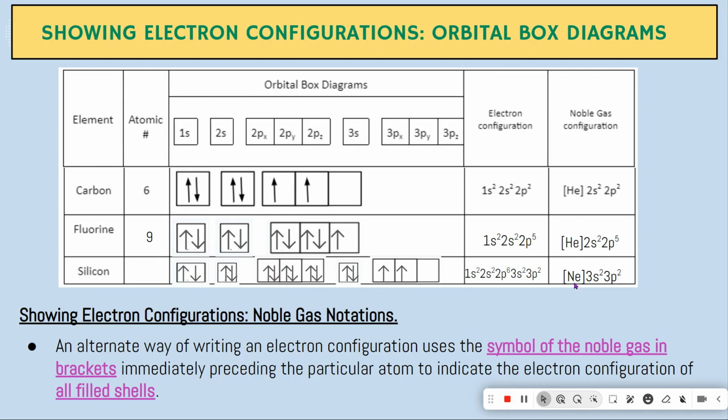Now, if you were to write out the noble gas configuration for neon, what you would find is it's 1s2, 2s2, 2p6. Okay, so instead of writing all of that out, we just write neon, and then we write the end part of the electron configuration. The neon in brackets represents the noble gas and all of the filled shells that come before.